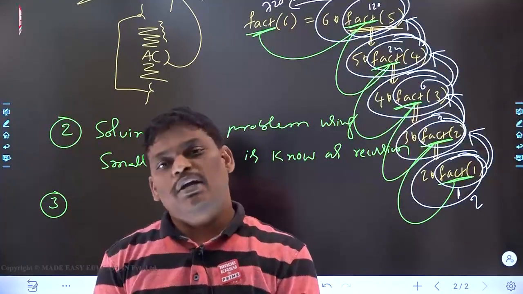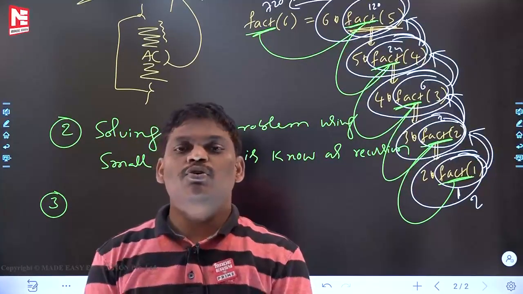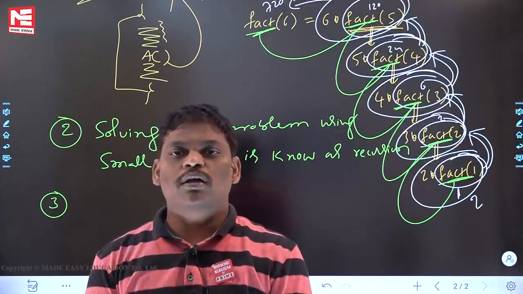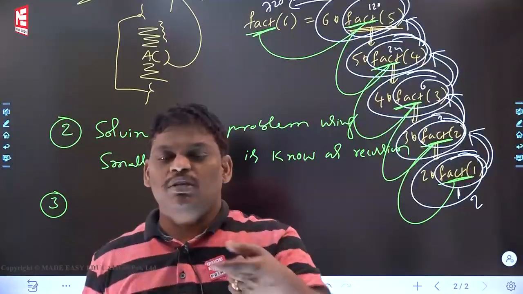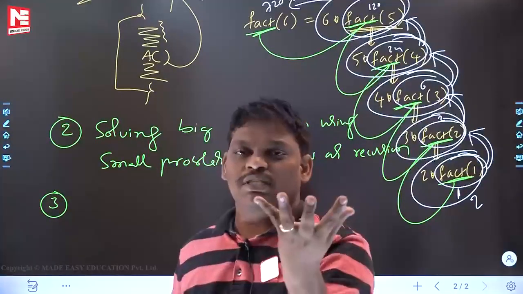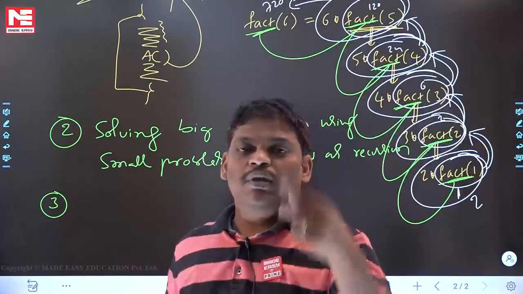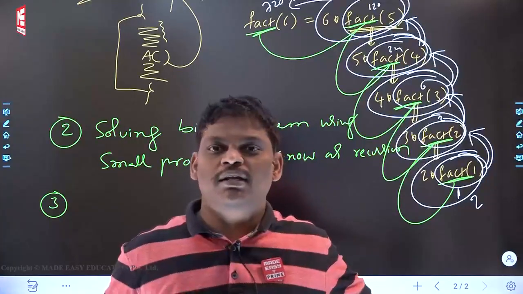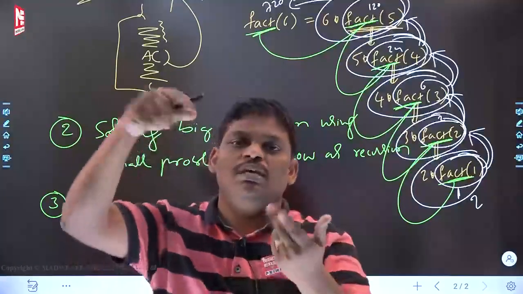Assume the termination is not there. 1 also I don't know. Then what is the answer? 0 call. 0 also I don't know. -1 call. -1 also I don't know. -2 call. Calling is nothing but a push operation. You keep on continuously pushing. But everyone knows, inside a computer there is one stack. That is called the system stack. You keep on pushing, so there is no ending, there is no termination condition. You keep on pushing, and the system stack is over.